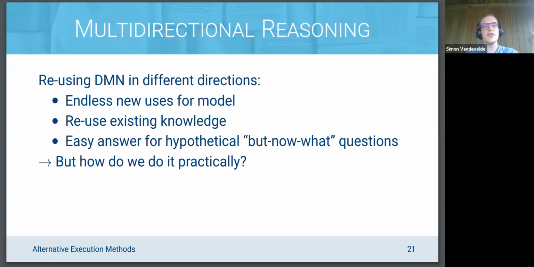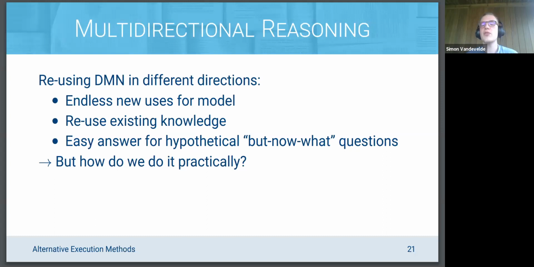So what are the benefits of this? Actually, it gives you endless new uses for a model, in theory. I'm not saying all uses are actually usable, because you don't want to find out a sex based on a weight and a length, for example. I don't know how that would be practical. But it does allow you to reuse a model to then calculate different stuff. And moreover, it allows you to reuse your existing knowledge. You don't need to start creating new models to, for example, find out the perfect weight, right? We can just use one model that does both. And it allows for easy answers to "but now what" questions.